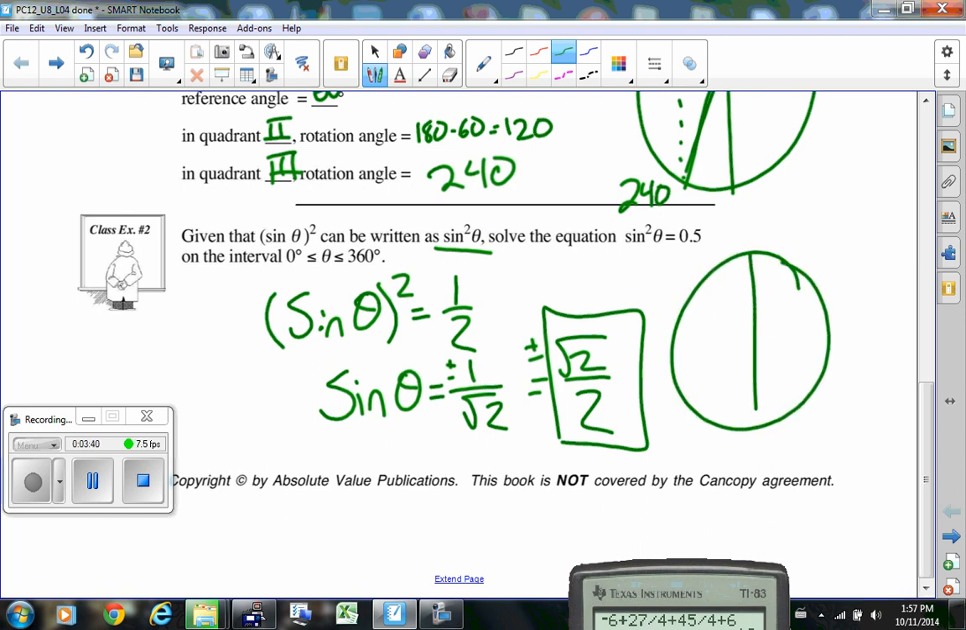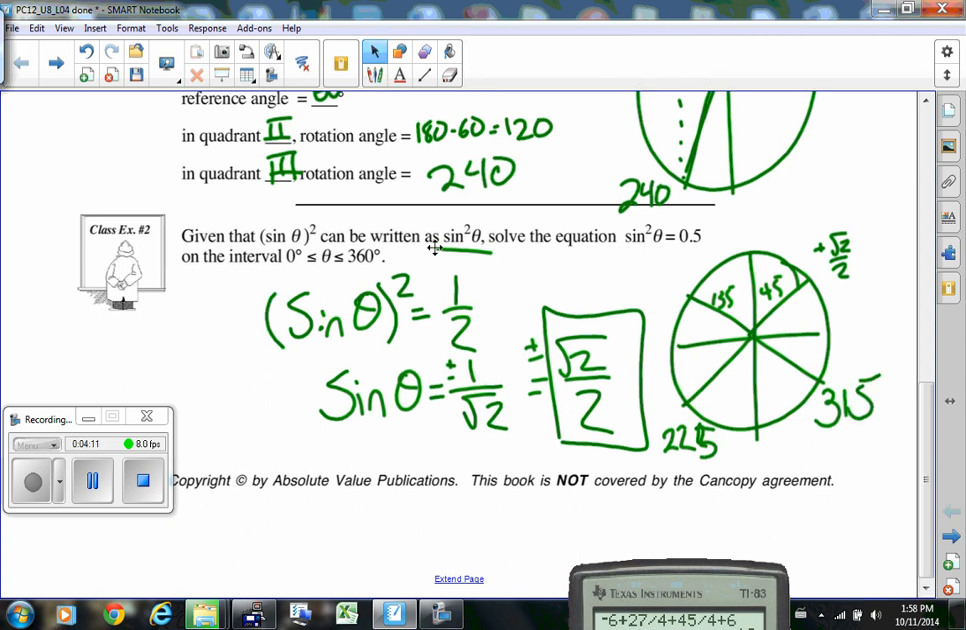So I need all of the places where sine will be root 2 over 2. My reference angle for this is going to be the 45s. So I'm going to need 45 and 135. Those will be my positive root 2 over 2s. And I'll also need my negative root 2 over 2s, which is going to be 225 and 315. There we go.